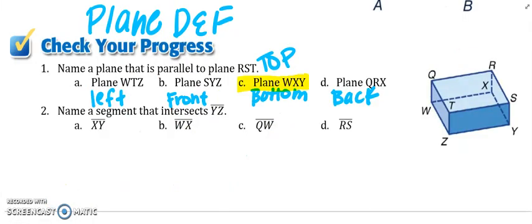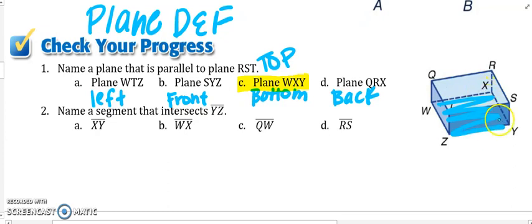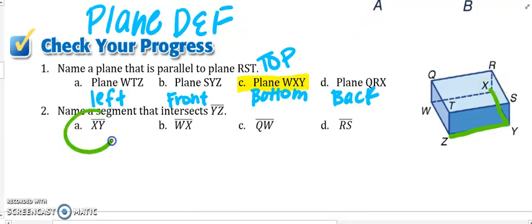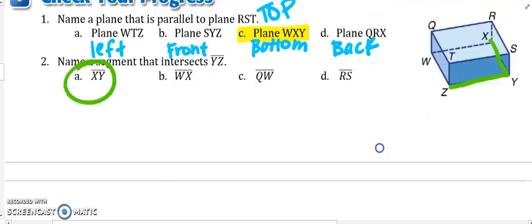Okay, so name a plane that's parallel to RST. Well, RST is the top plane here. So we want the bottom plane, which is XYZW. So WXY, when I pick 3 letters. So that's E. And then we want a segment that intersects YZ. Here's a good hint when it's a box. If it intersects YZ, it's either going to have the letter Z or Y in it. So our option here is XY. Now there's tons of other options, just not in the multiple choice.